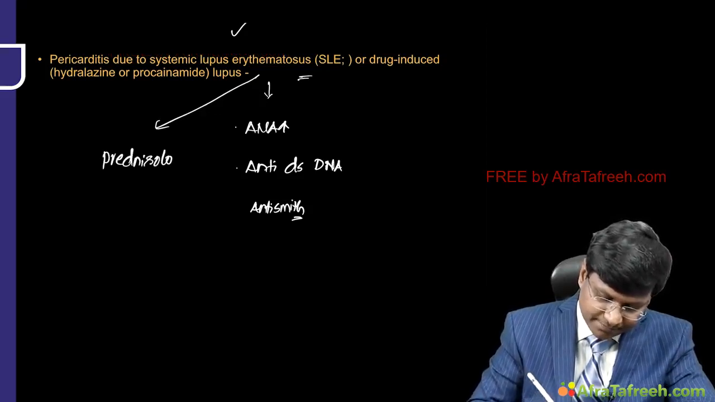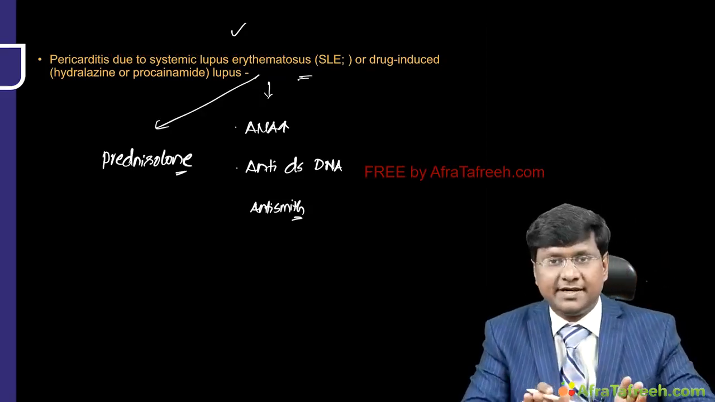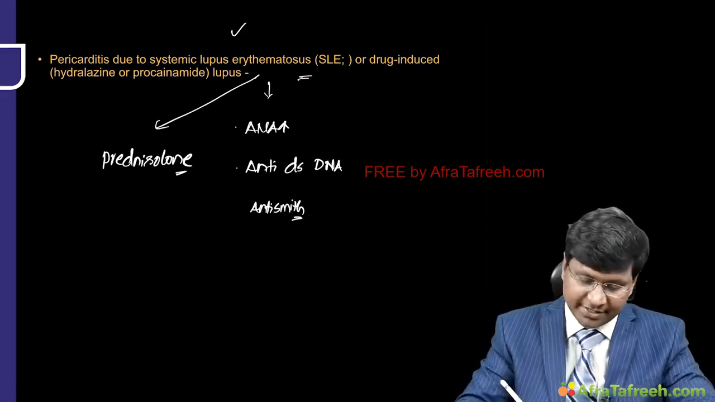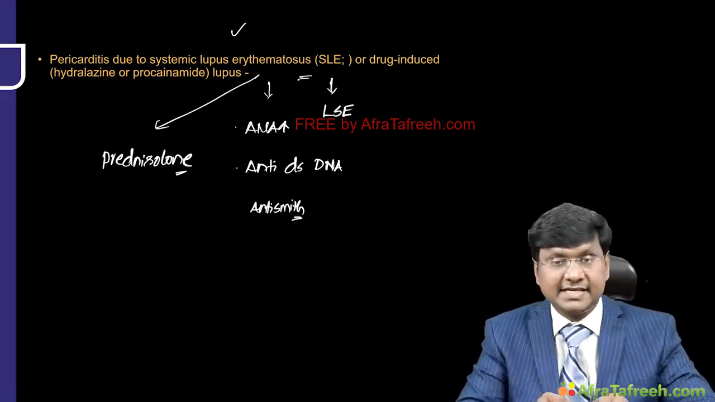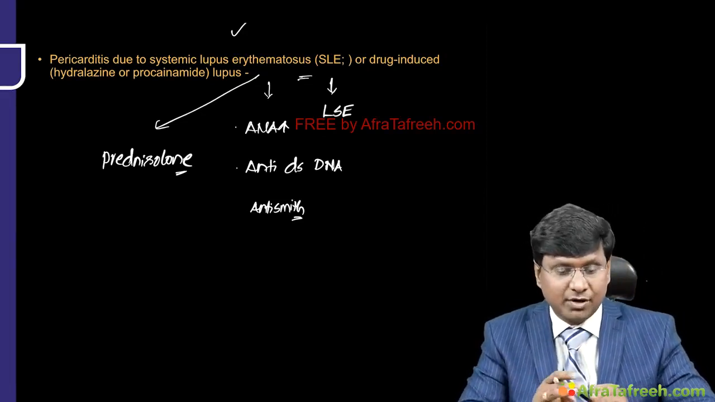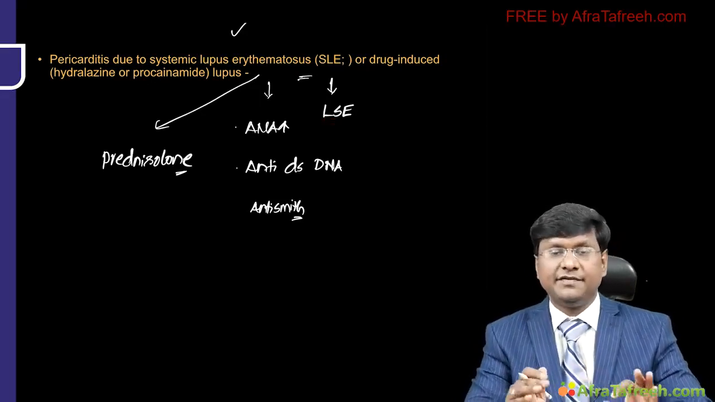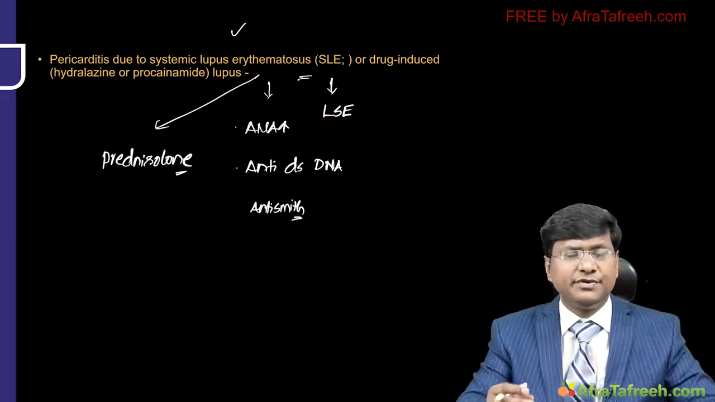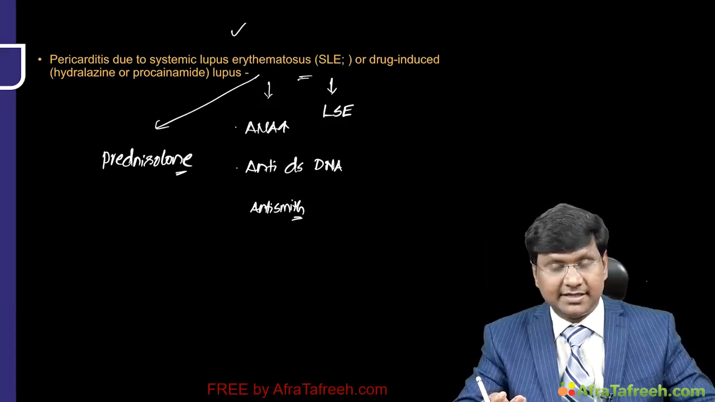And you have to understand that in SLE it is a pancarditis: pericarditis will be there, myocarditis will be there, endocarditis also will be there. And that endocarditis we call Libman-Sacks endocarditis. But among the peri, myo and endo, pericarditis is the most common cardiac manifestation in patients with SLE.